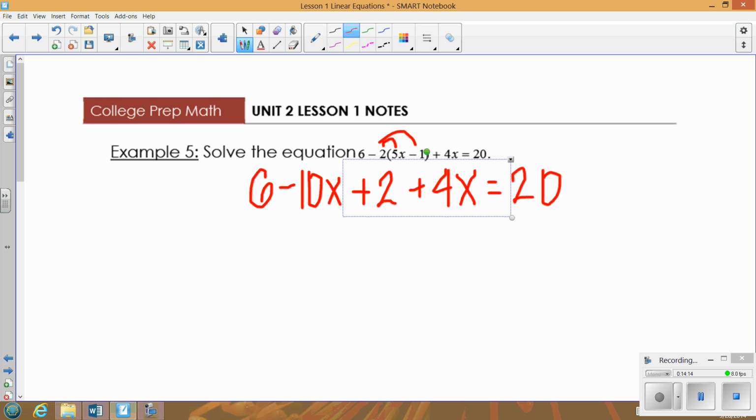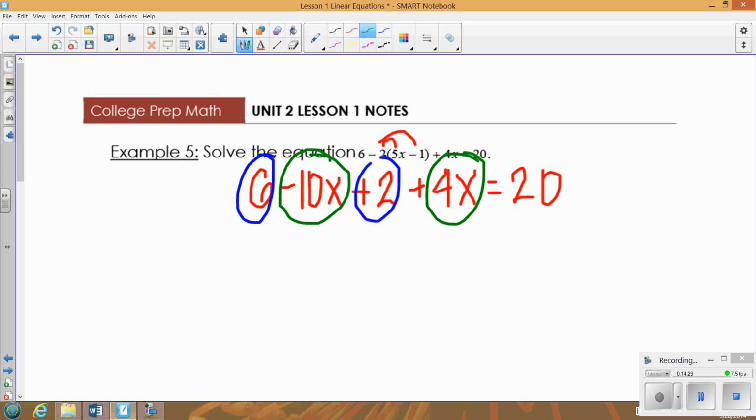And if you remember, I said you want to combine everything on one side of the equation before you start moving things over. So that means I'm going to want to combine my like terms. My like terms meaning the 6 and the 2 and the negative 10x and the positive 4x. Combine all of that stuff first before you start moving things.